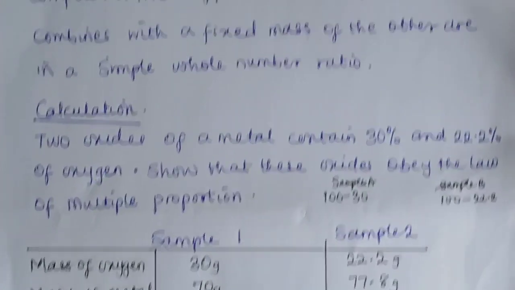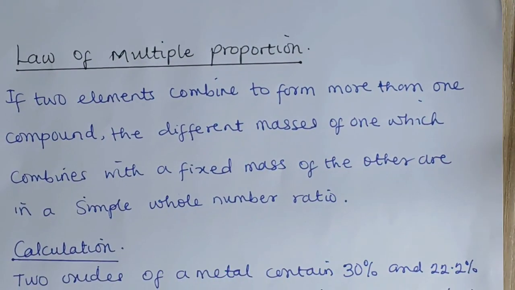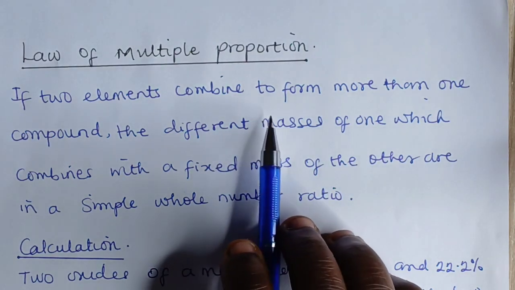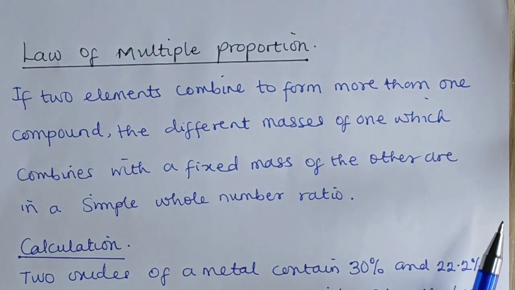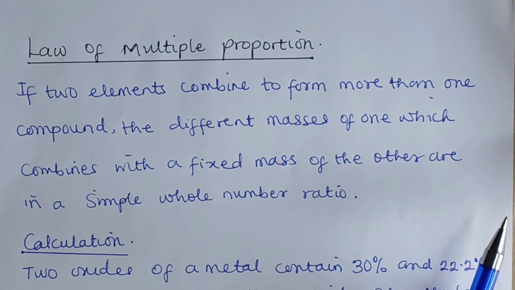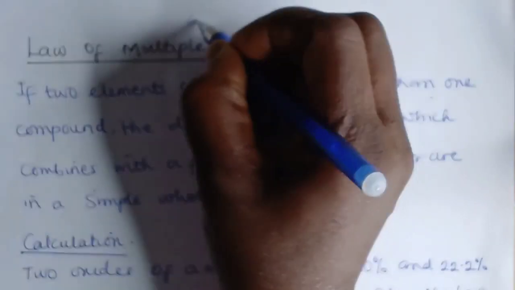The last law here is the law of multiple proportion. And the law of multiple proportion states that if two elements combine together to form more than one compound, for instance, if copper and oxygen again combine together to form compound copper 1 and copper 2.